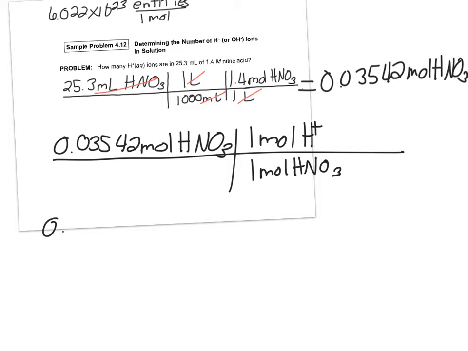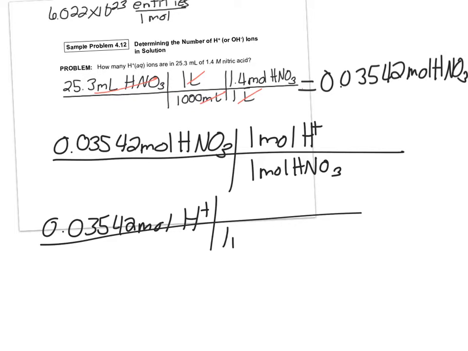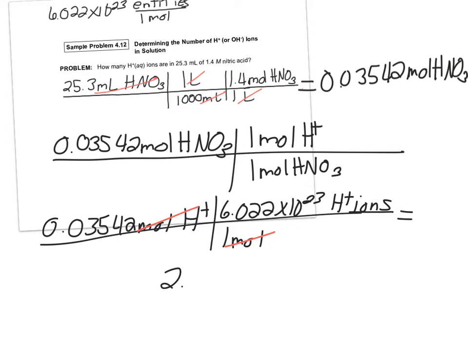So that means I'm going to have 0.03542 moles of H plus. And Avogadro's number will tell me that in 1 mole, there's 6.022 times 10 to the 23 of anything, and I'm talking about H plus ions, so that's what I'm going to put in the top. Moles divided by moles cancel. So let's see what we have. 0.03542 times 6.022 times 10 raised to the 23 equals, and I got 2.13 times 10 to the 22 hydrogen ions.